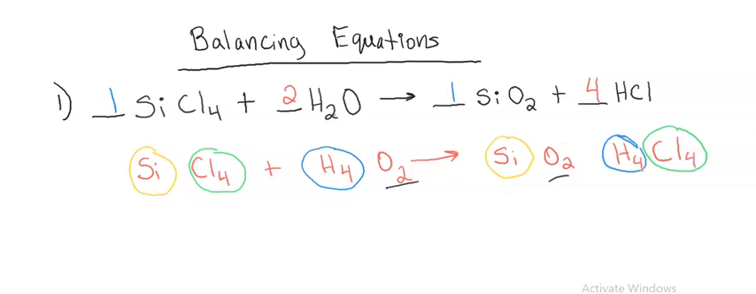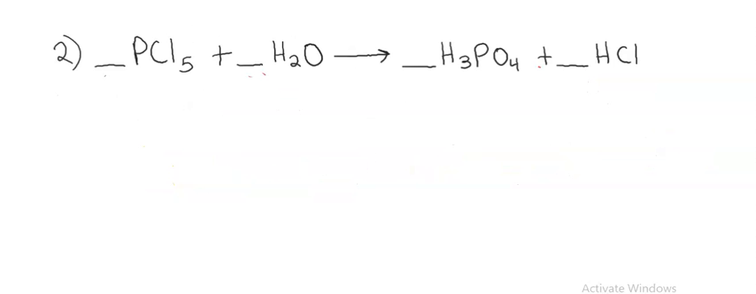All right. Now the second one. I have another one for us to do together. So let's write them down. We just have phosphorus 1. We have 5 chlorine. We have 2 hydrogens and 1 oxygen on the left.